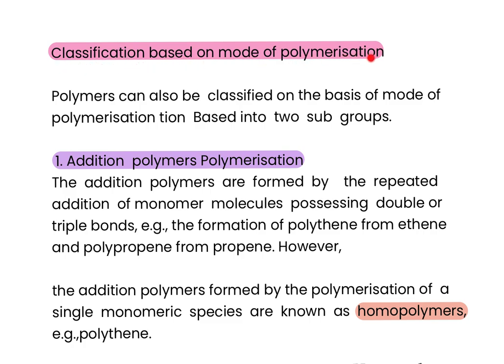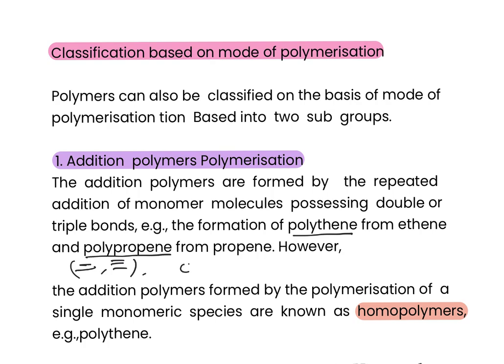Classification based on mode of polymerization. Polymers can also be classified on the basis of mode of polymerization into two subgroups. First one, addition polymerization. The addition polymers are formed by the repeated addition of monomer molecules possessing double bonds or triple bonds. So double bonded or triple bonded compounds are examples for addition polymers. Examples: formation of polyethene from ethene, polypropene from propene.